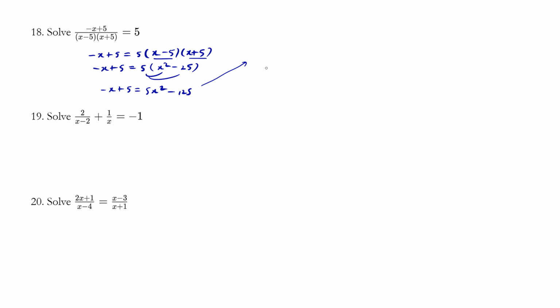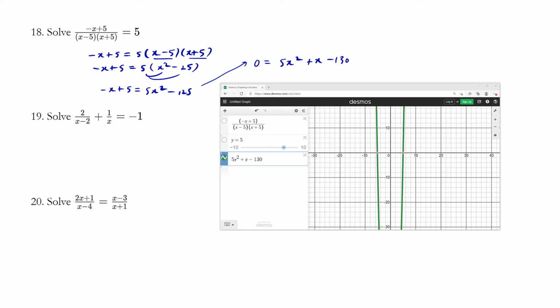Let's continue off by throwing everything to the right. So we have 5x squared plus x, negative 125 minus 5 is minus 130. Okay, so now we're at the point where we have a nice quadratic, and we can simply punch the quadratic into decimals and figure out that the answer is 5 or negative 5.2.